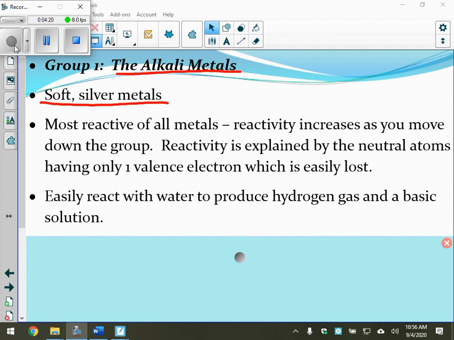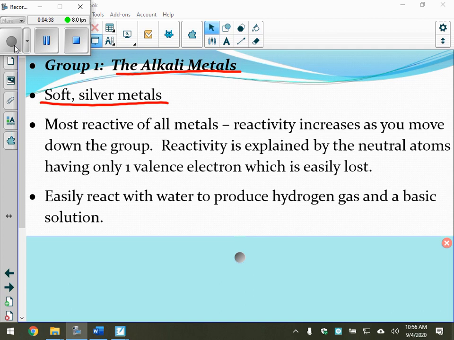But that one electron so far away has a really tough time doing that. And that's why francium is the most reactive metal. That extra valence electron is really far away from the nucleus. Anything else that comes along is going to want to grab it from there. So reactivity increases as you go down the group.